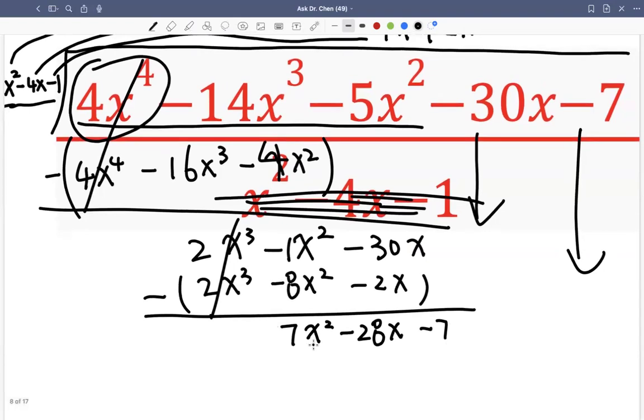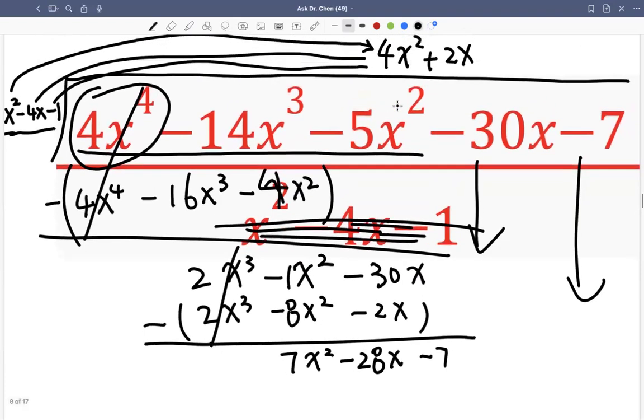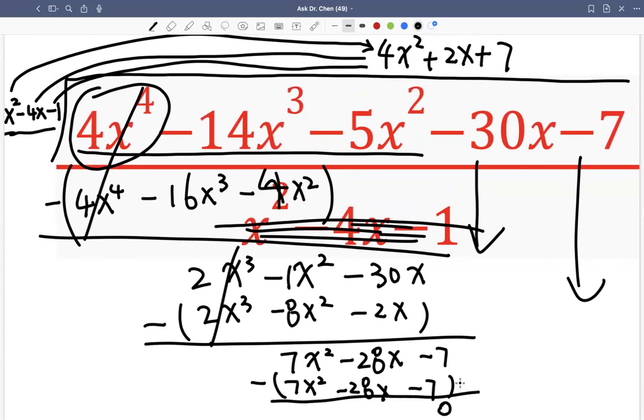So now 7x squared divided by x squared is 7. So we'll put a 7 in the quotient. 7 times x squared, 7x squared, negative 4x times 7, that's negative 28x. Negative 1 times 7, that's negative 7. So it's exactly the same as above. When we subtract, we get a 0. So this means this division has no remainder, or means the divisor is a factor of the numerator.